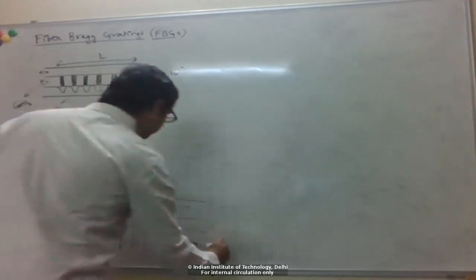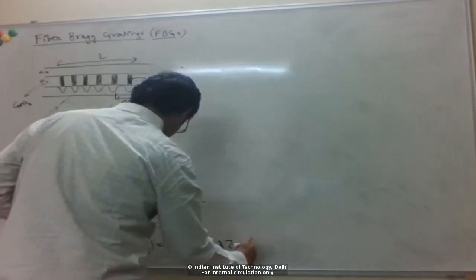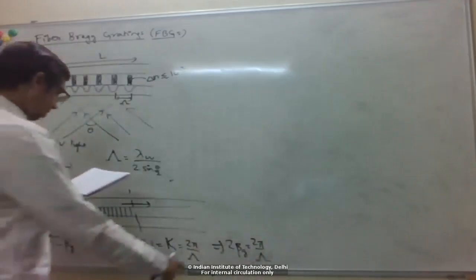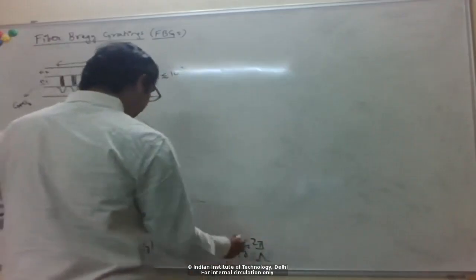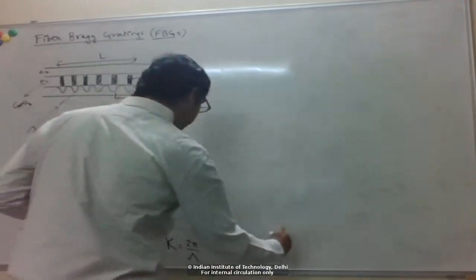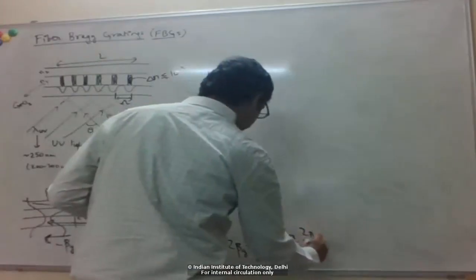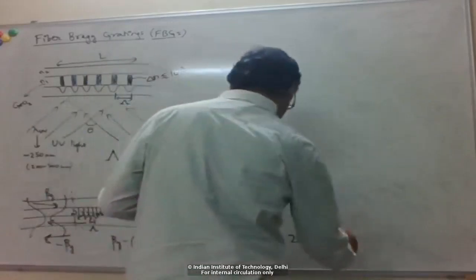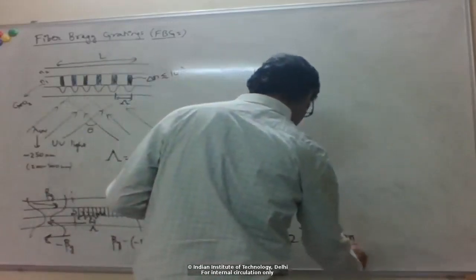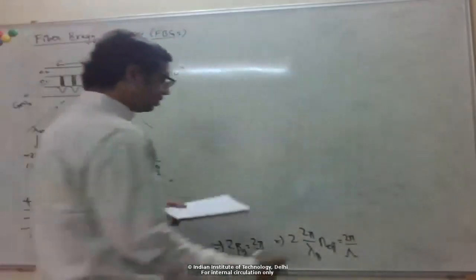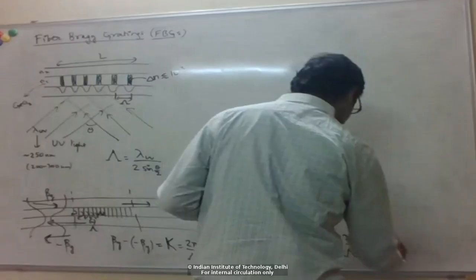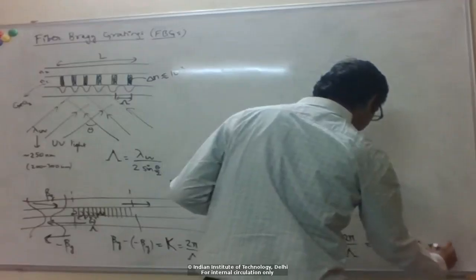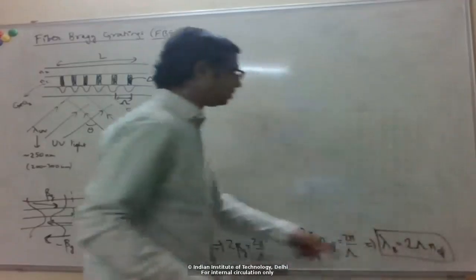So you can see this condition for reflection. And you know the propagation constant beta we can write as 2 pi over lambda times the effective index. Okay, so you can see that the wavelength which will be reflected, which is known as the Bragg wavelength, depends on the period of the grating like that.